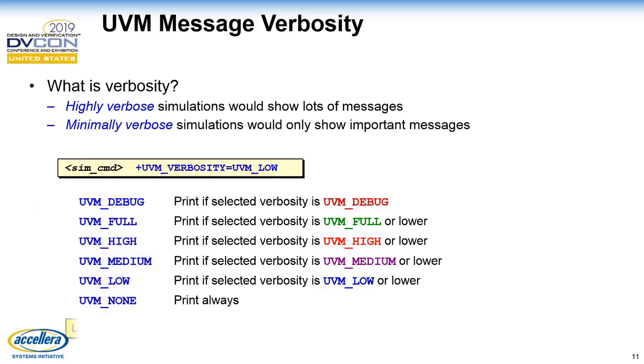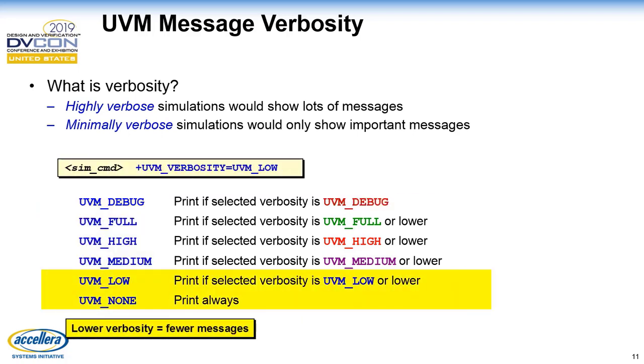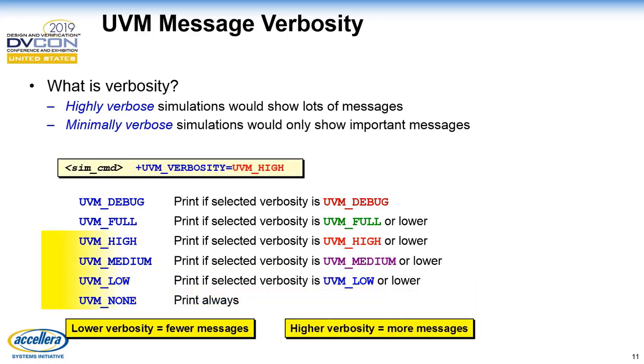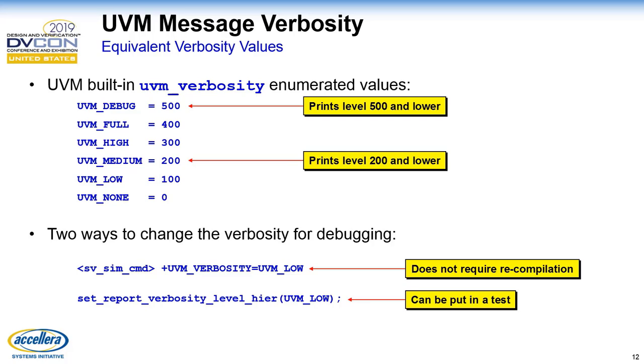If you want to run with low verbosity, showing just the important messages, then your important messages should have been given a verbosity of UVM none or UVM low, and those will be printed out. But if you want to print out more messages, then you might turn up to high or higher, and all of those verbosities are going to be printed out. So with the UVM verbosity, level 500 is debug, 400 is full, 300 is high, medium is 200, low is 100, none is 0.